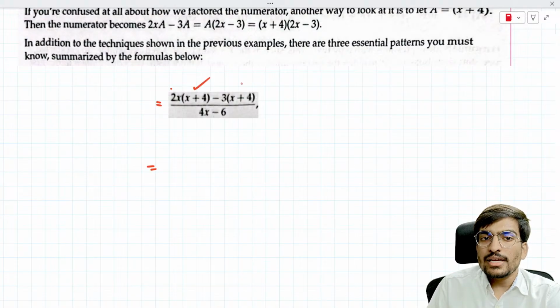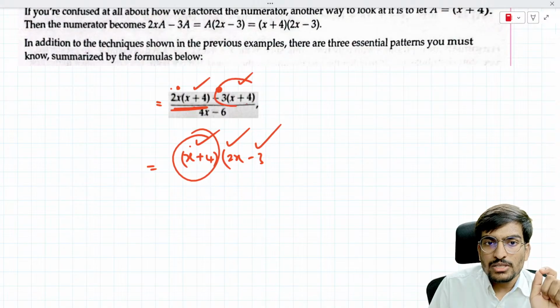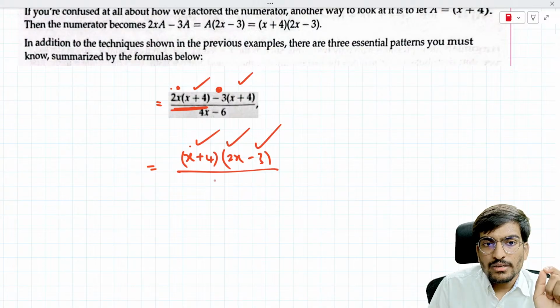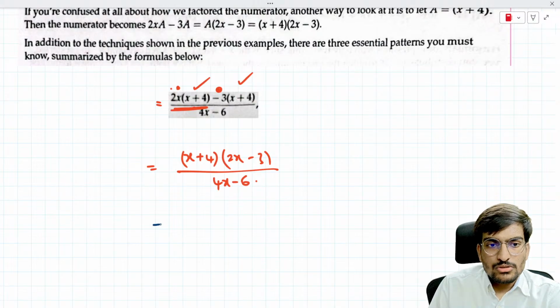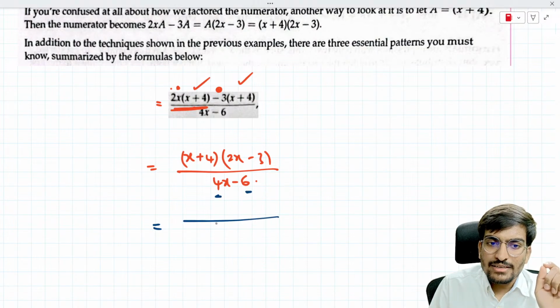What we do, you see here, x plus 4 is common in them, so take x plus 4 common out of this. So you get 2x into x plus 4, which is 2x, x plus 4, and then negative 3. So I'm going to write negative 3 into x plus 4, which is this one, satisfied. Now divided by 4x minus 6. So that equals to, what we can do now, are we able to reduce still? You see this here, 2, 4 and 6, we can take 2 common.